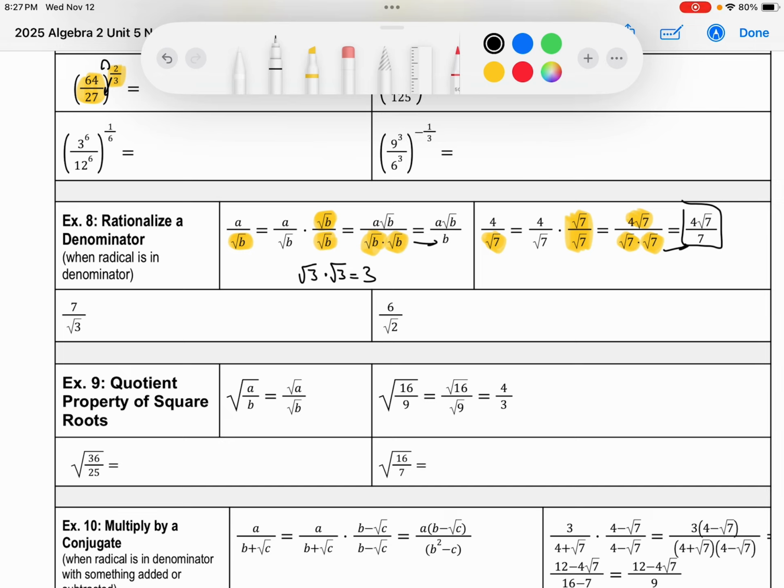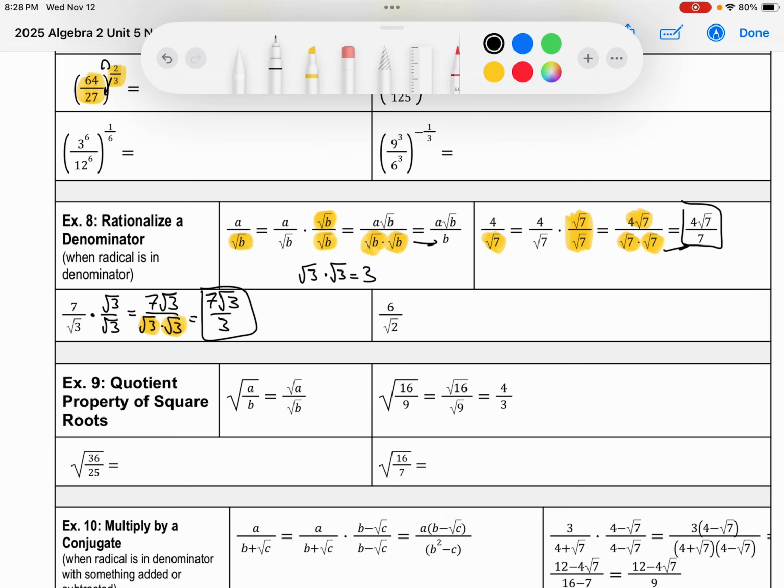So for the next one, we have 7 over the square root of 3. If I want to get rid of that square root of 3 on the bottom, I would multiply by the square root of 3 over the square root of 3. 7 times the square root of 3 is simply 7 square root of 3. And then we'd have the square root of 3 times the square root of 3 on the bottom, which equals just 3. So this will become 7 square root of 3 divided by 3.